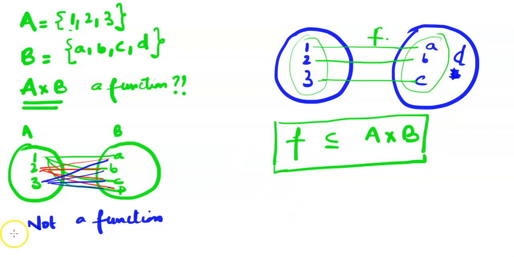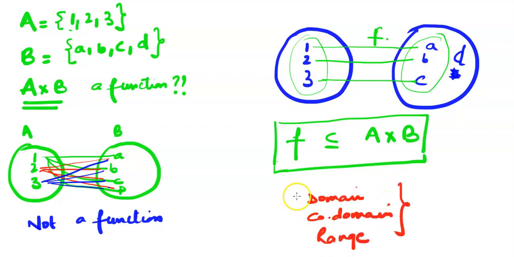In the next video, let's talk a bit more about domain, codomain, and range. We've already seen in this video what they are and how you calculate them. Let's talk more about the three and do some questions which can help you find the domain, codomain, and range of a function. See you in the next lecture.